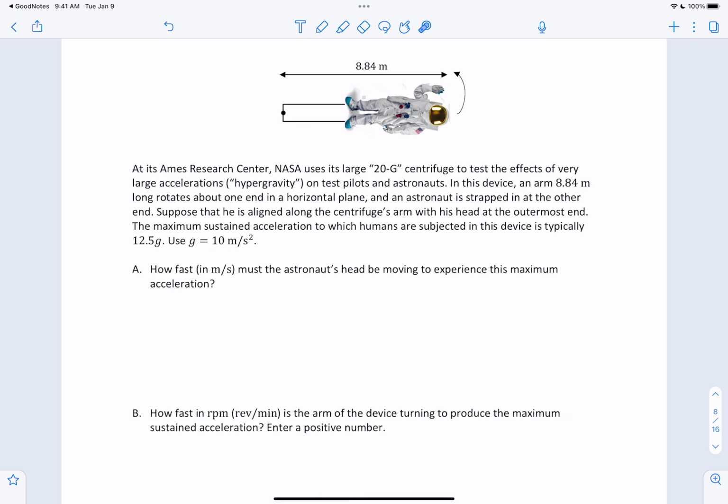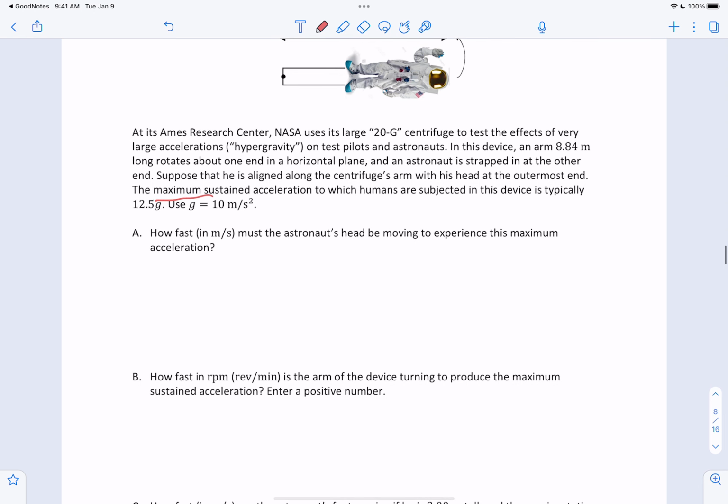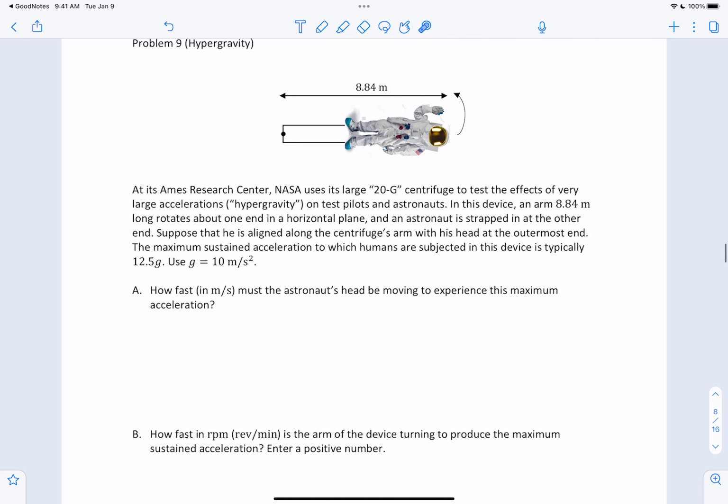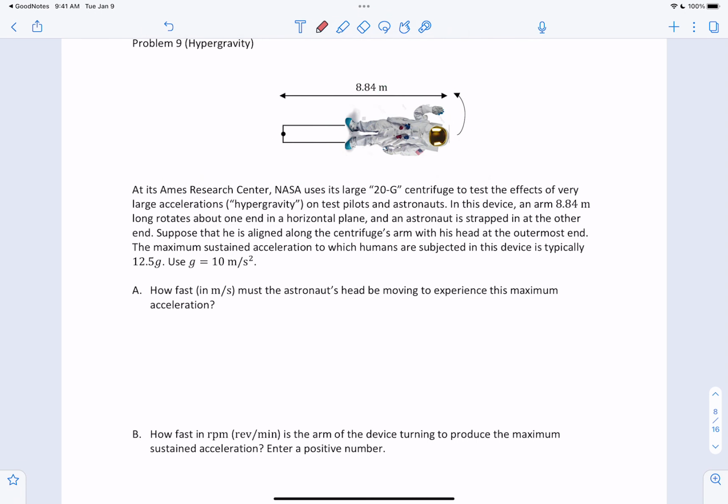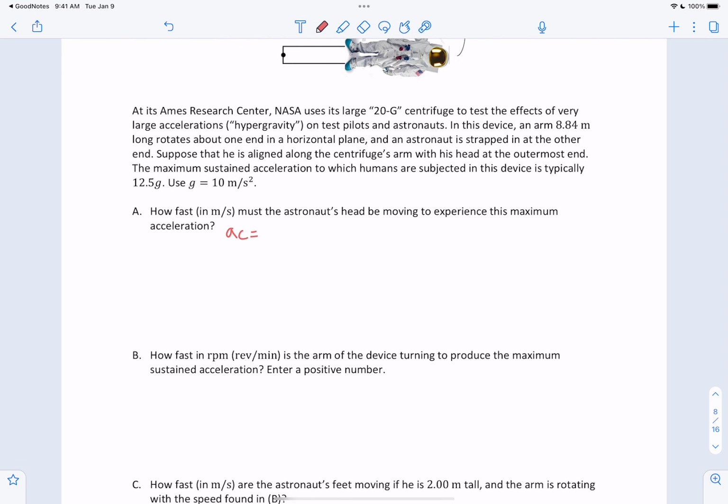Part A is asking us how fast must the astronaut's head be moving to experience this maximum acceleration. We saw that the maximum acceleration is 12.5 g, right? Now, when we refer to the maximum acceleration of this arm moving in a circular motion, that acceleration is going to be our centripetal acceleration in this case. So centripetal acceleration is equal to 12.5 g, right?